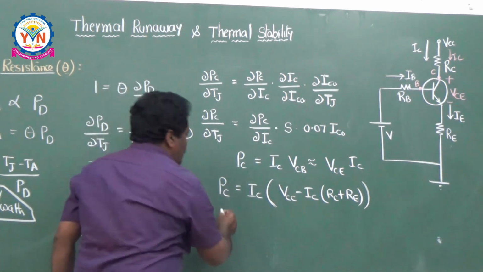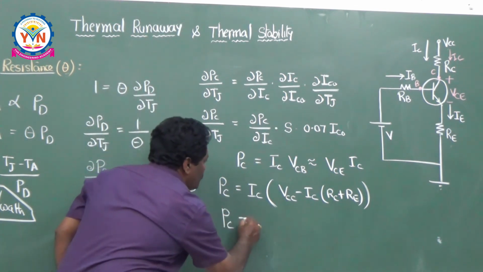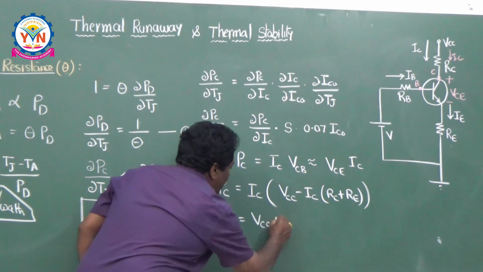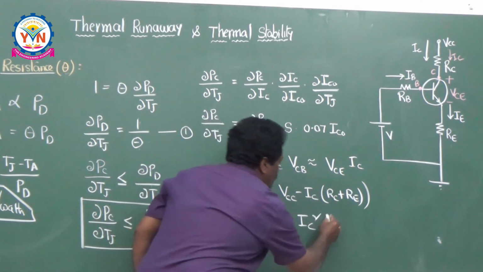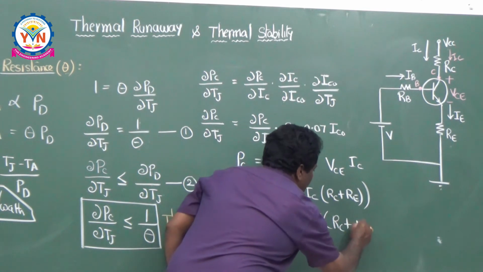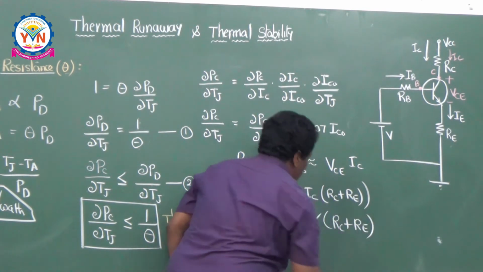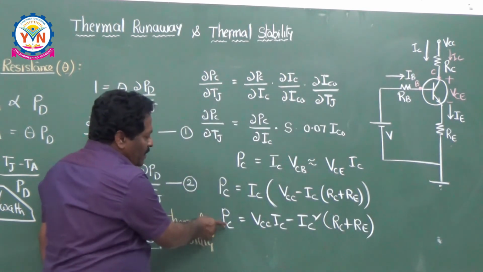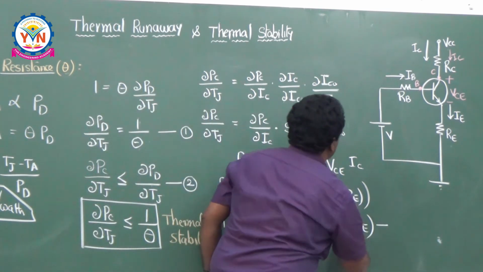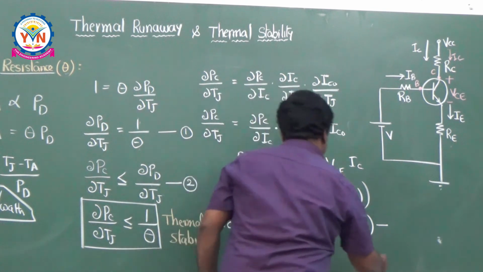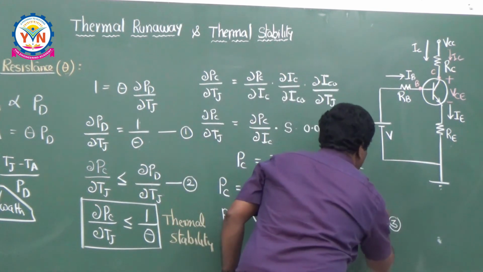Now just calculate this. PC is equal to VCC into IC minus IC square into (RC plus RE). This is the calculation of the power for the collector junction. So let it be the equation, equation 3.